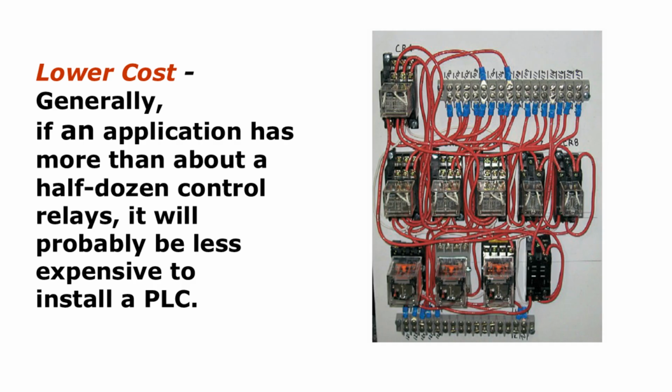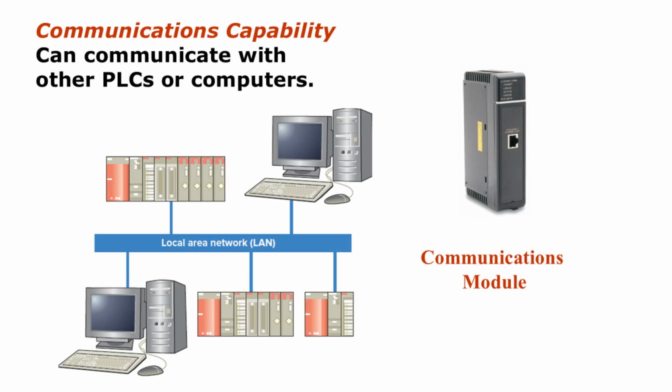Next, we'll look at the communications capabilities of PLCs. Modern industrial systems rarely use just one PLC. Instead, multiple PLCs often work together, each controlling part of a process. To coordinate, they need to communicate with each other and with higher-level computers. A communications module allows a PLC to connect to a network, similar to how your computer connects to the internet.